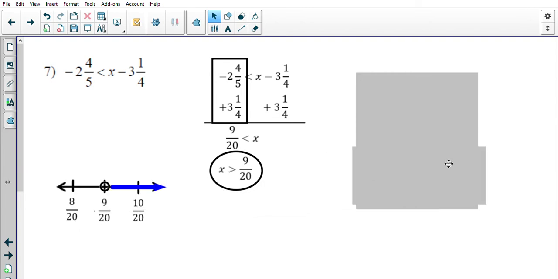All right, I've got 8/20, 9/20, and 10/20, which 8/20 and 10/20 do reduce. I've got an open circle at 9/20. Since it's greater than 9/20, I'm going to shade to the right. Again, you don't need to reduce these fractions. I'm okay with you writing it like this.